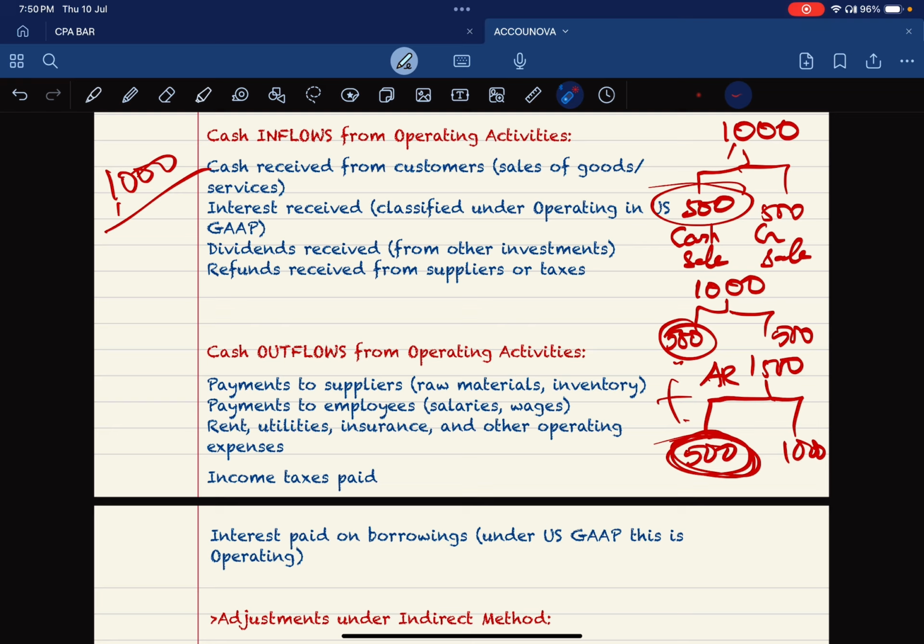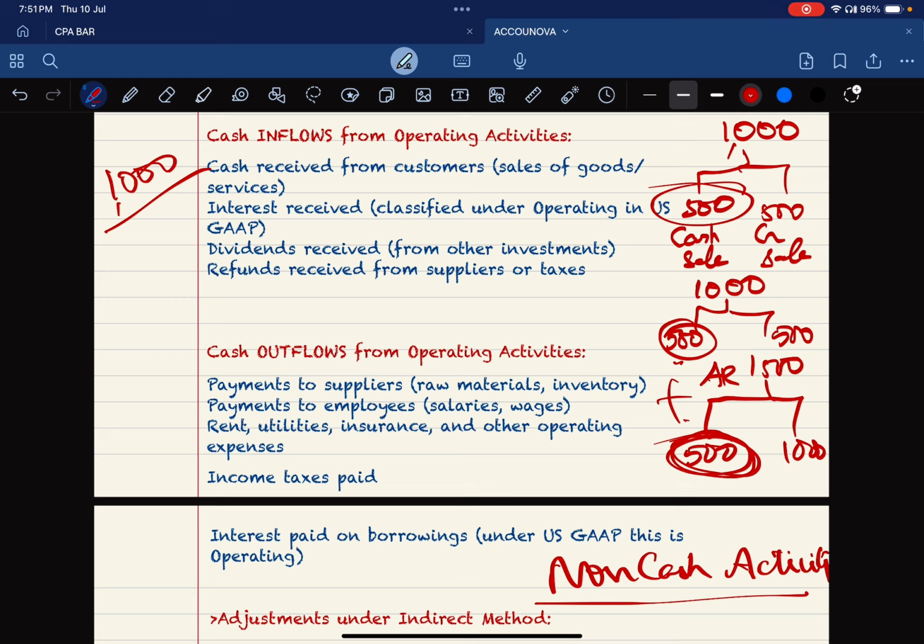There is one more thing called non-cash activity, so that we will be discussing in the next session.